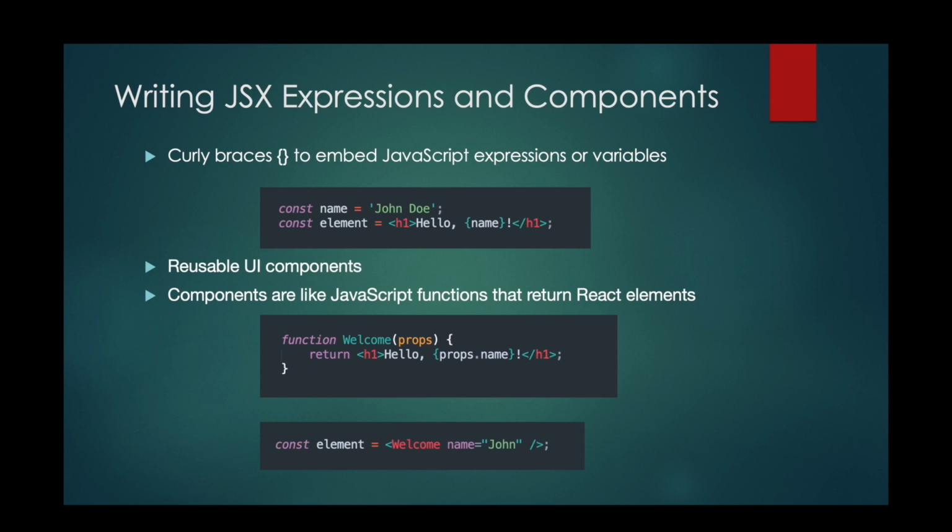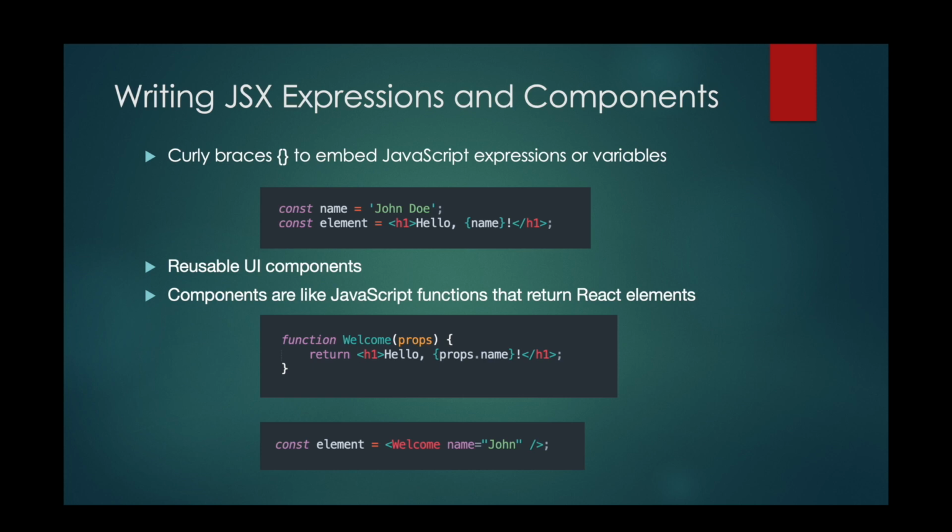JSX also allows you to create reusable UI components. Components are like JavaScript functions that return React elements. Here's an example of a simple functional component written in JSX. function Welcome(props) { return <h1>Hello, {props.name}</h1> }.